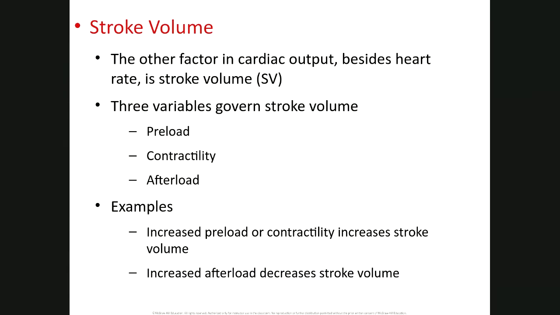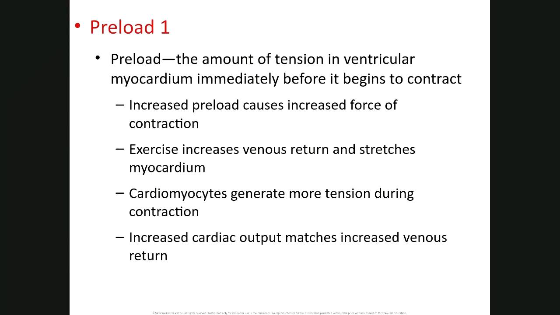Stroke volume is SV, and it's affected by preload, contractility, and afterload. Let's define this. Preload is basically the amount of tension that the ventricles already have. Preload is basically the 60 ml that's left behind after systolic contraction. So if you increase the preload, it will increase the force of contraction. Exercise increases venous return, so that's why it ends up increasing everything. But whatever is left there before contraction during ventricular diastole is preload.